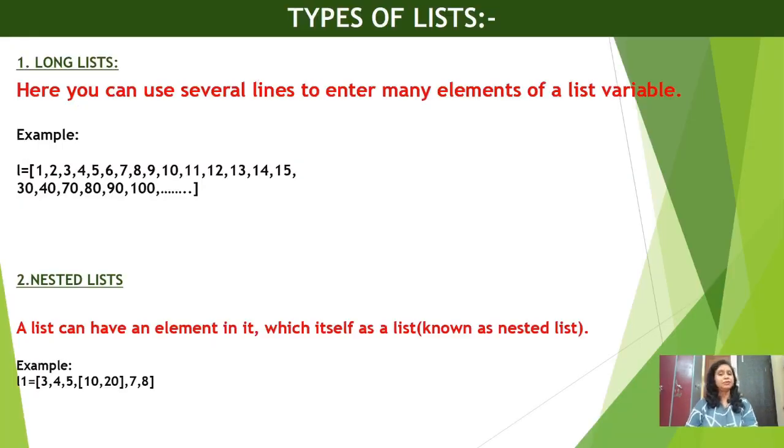Next is types of lists. Here already we have discussed how you can create different list variables. Now in the types of list part we will discuss one long list, and second is one nested list. Okay, what is a long list? Here you can use several lines to enter many elements of a list variable.